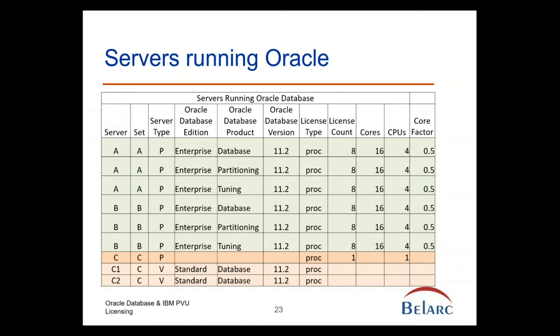The core factor is based on the CPU type. We didn't put the CPU type in here just for lack of space, but you do need to get the CPU type so that you can look up the core factor in the table which Oracle supplies. The license count column is the computed value from the number of cores and core factors. You'll notice we didn't assign any license count to the virtual machines, but we did to the physical host.